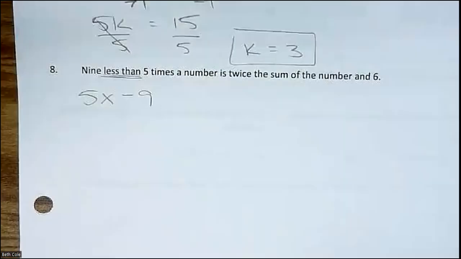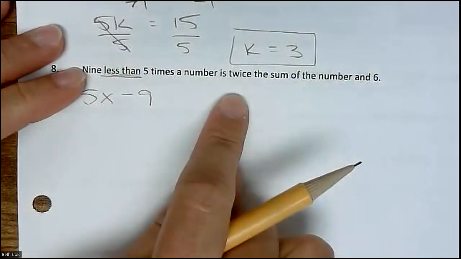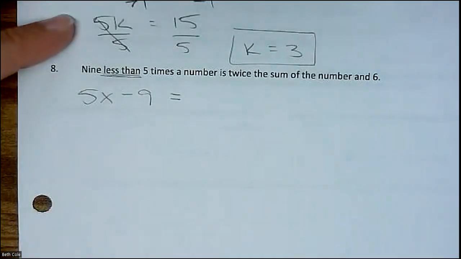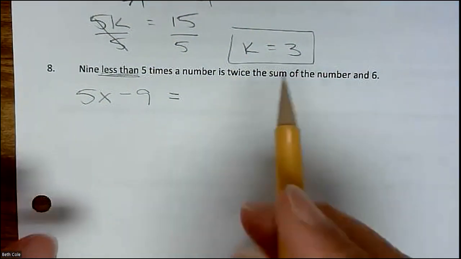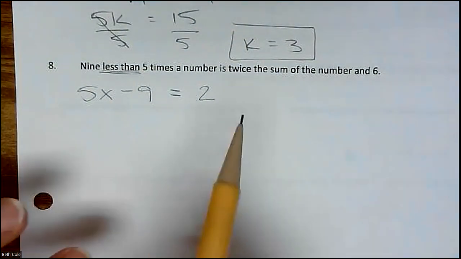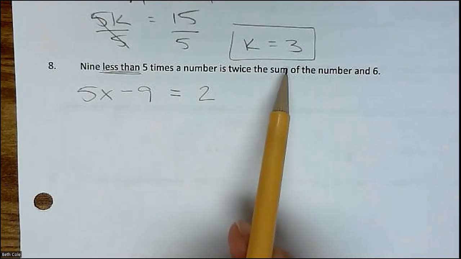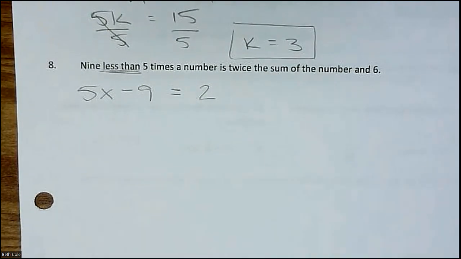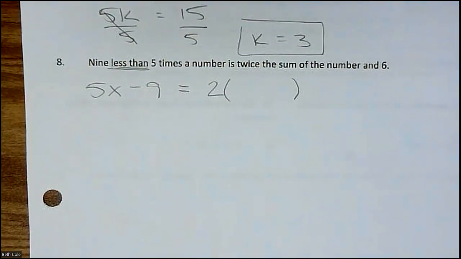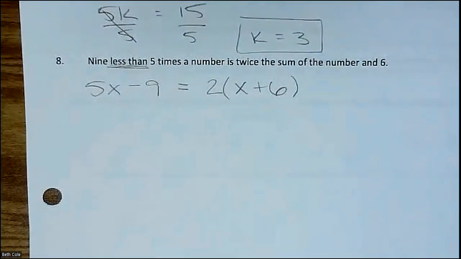So minus 9. That's our 9 less than 5 times the number. So that means equals twice. So we're going to have a 2. The sum. What does sum mean? Addition. And it means you're also going to need, it's good. Okay, so put parentheses. And what would go inside of there? You want the sum of a number and 6. X plus 6. Listen carefully, though.